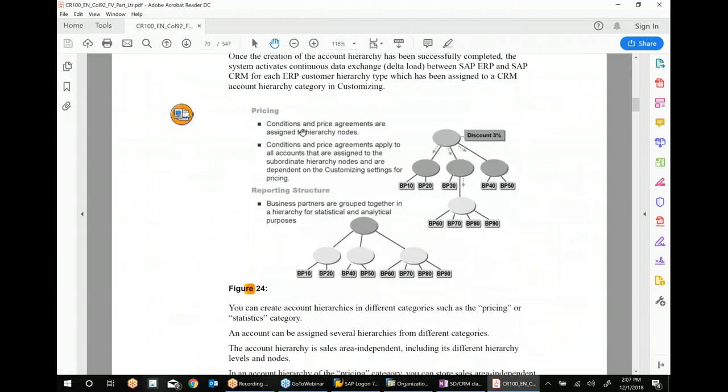Customer hierarchy and account hierarchy is used in pricing and the reporting structure. So you can define pricing and reporting hierarchy on the basis of that.